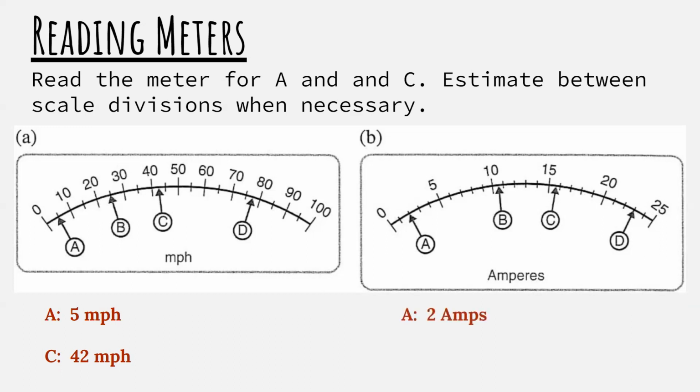For B, measurement A is smack dab at 2 amps. And then C, we're going to kind of estimate. We are going up by 15, 16, 17, 18, 19, 20. So we're between 15 and 16. I would say a little bit closer to 16 than 15. So we're approximately at 15.8 amps.